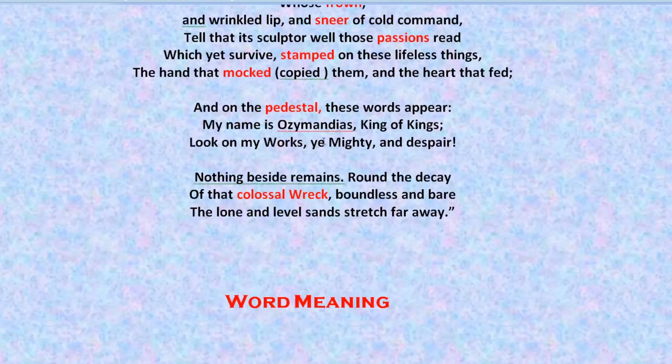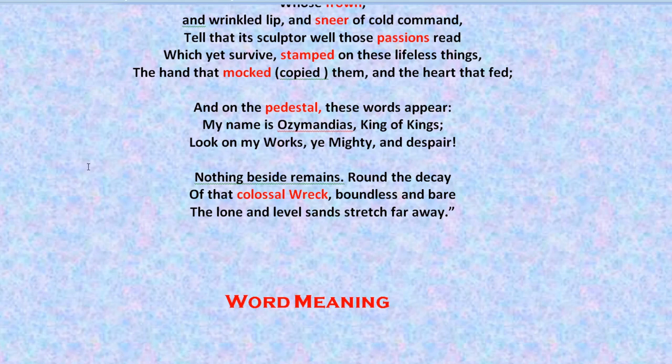And on the pedestal these words appear. Pedestal is the base on which a statue is mounted. जो भी नीचे बेस होता है जिसके ऊपर हमारा स्टैचू खड़ा होता है उसे कहते हैं pedestal. And on the pedestal of that statue something was written. What was written? Let's see.